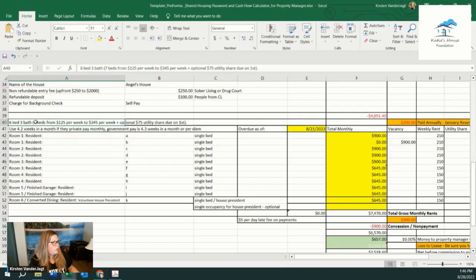Okay, so we are going to have 10 beds. Actually 11 with the house manager. So essentially there's 5 bedroom areas. Maybe it's a 4-bedroom house. You have a 5th room that's a finished garage or a finished basement. And then you have converted the formal dining space into the house president's room. And so that is 11 beds.